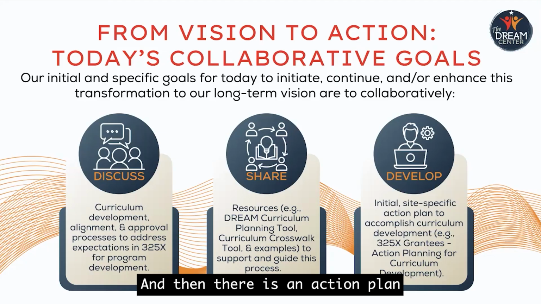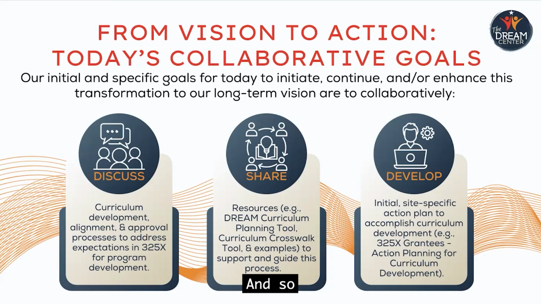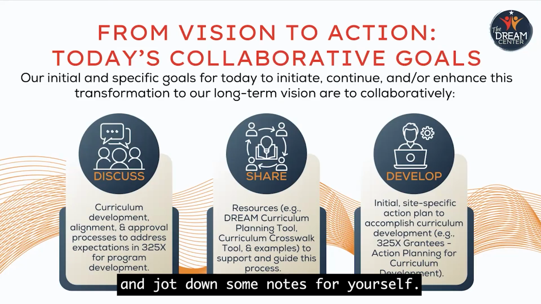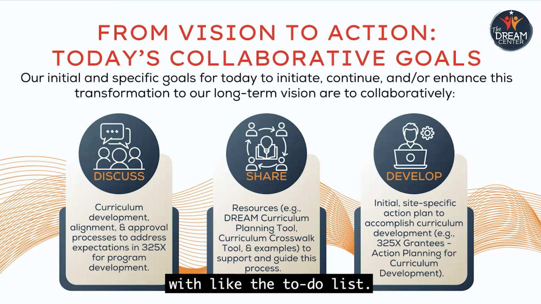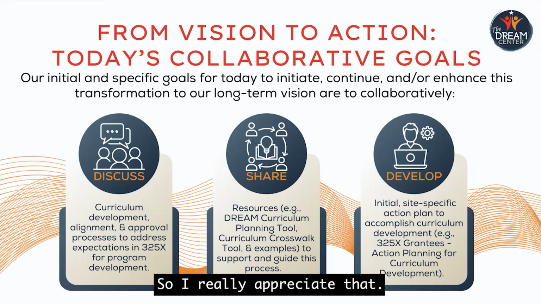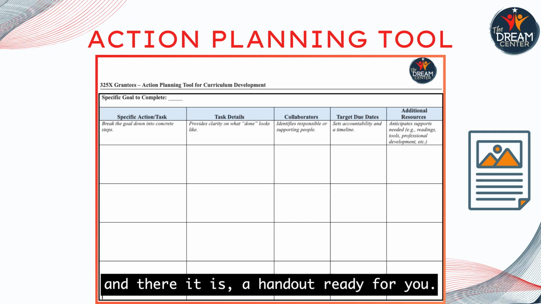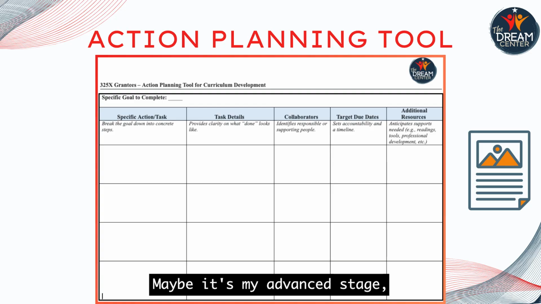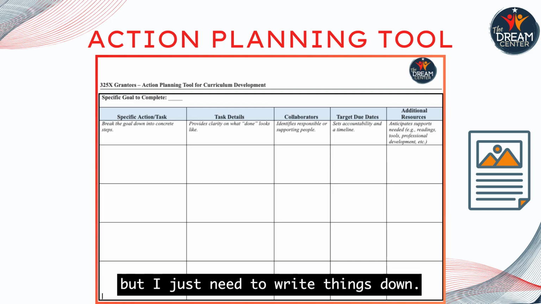And then there is an action plan that you will have access to as we look at the example as we move forward. And so our framework today is that we're going to have these collaborative conversations. We're going to then talk about and show some of the examples and resources so that you can see what's there and jot down some notes for yourself. And then the action planning with like a to-do list. So I really appreciate that. I don't know about you, but I find the best, and there it is, a handout ready for you. Maybe it's my advanced age, but I just need to write things down.